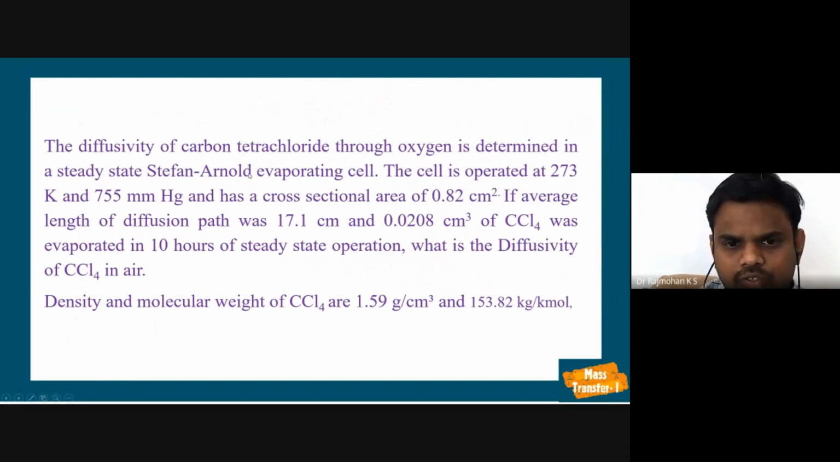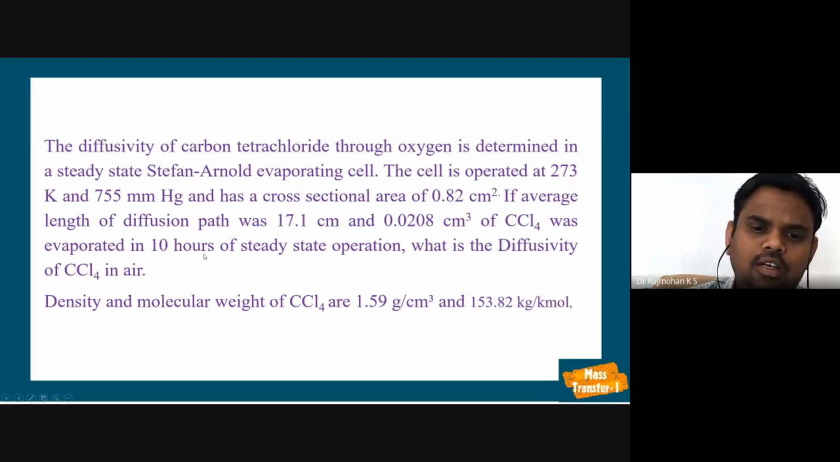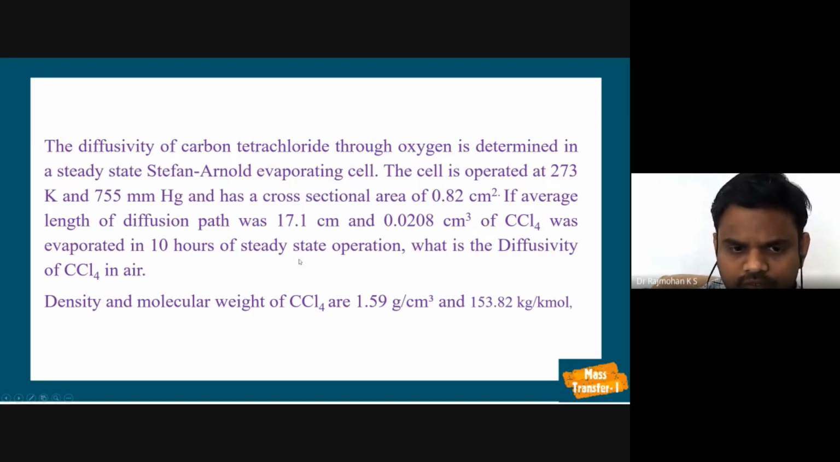Take this one. The diffusivity of carbon tetrachloride through oxygen is determined in a steady state Stefan experiment. The cell is operated at 273 Kelvin and 755 mm mercury and has a cross sectional area of 0.82 centimeter square. If average length of the diffusion path was 17.1 centimeter and 0.0208 centimeter cube of carbon tetrachloride was evaporated in 10 hours of steady state operation, what is the diffusivity of CCl4 in air? Density and molecular weight are 1.59 gram per cc and 153.82 kg per kilomole respectively.